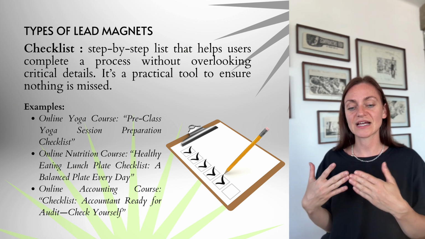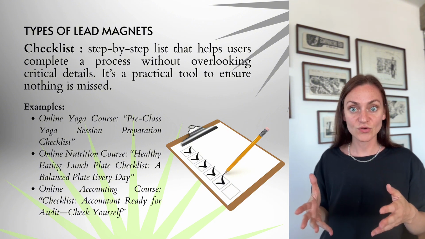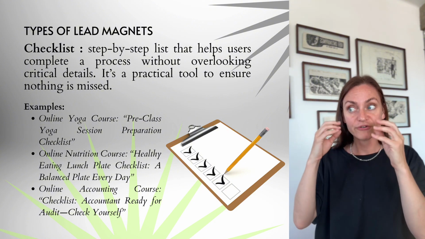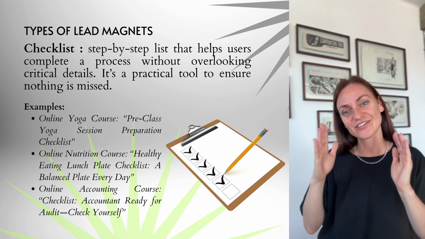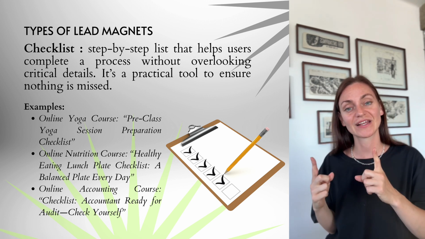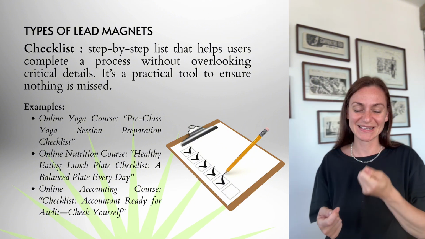Accounting course: accountant ready to audit checklist, check yourself, like what kind of things the accountant has to take in mind or recheck before the auditor comes, for instance. Just as an idea, but checklist is very underestimated, even though it's a short lead magnet, it can be very valuable if you hit the right pain spot, if you poke the pain spot.